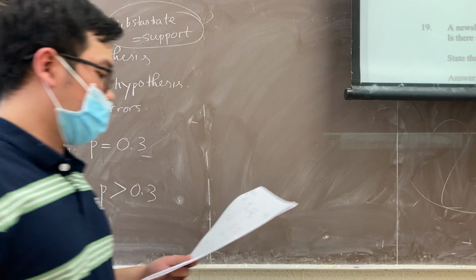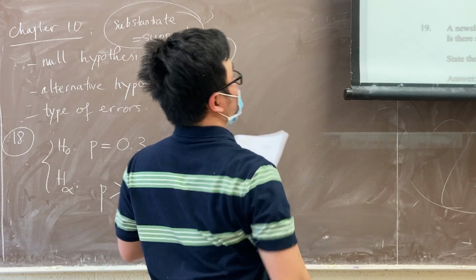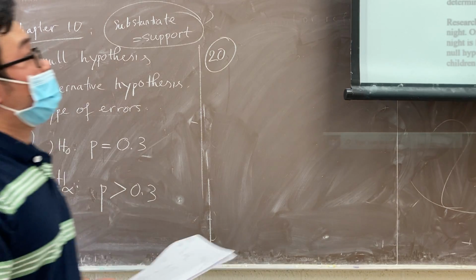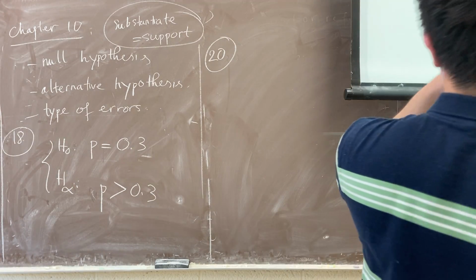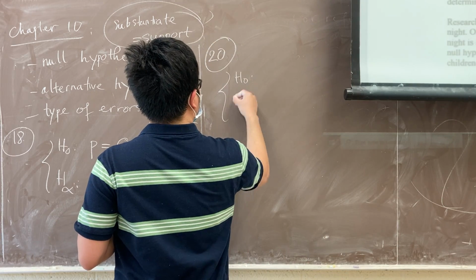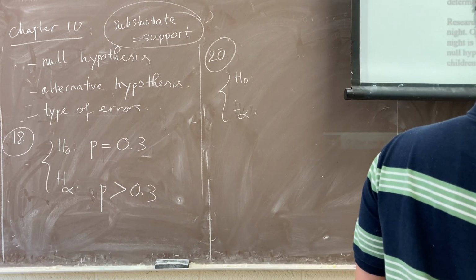So now we go to question 20. First thing, this is a multiple choice question. So first thing we need to determine which is the null hypothesis and alternative hypothesis here.